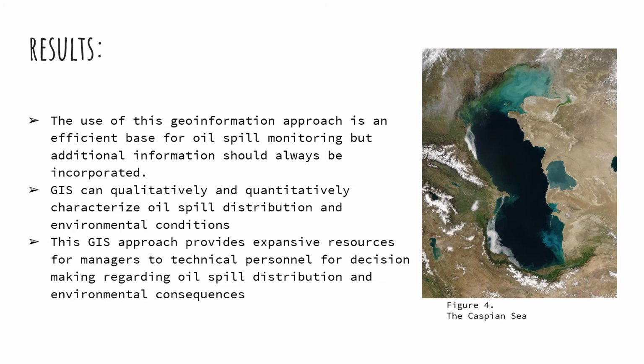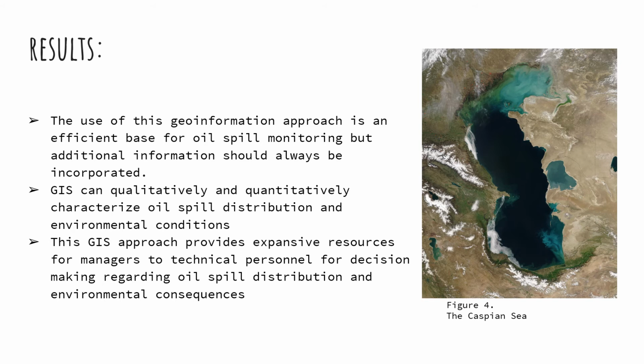Secondly, it was concluded that GIS can qualitatively and quantitatively characterize oil spill distribution and environmental conditions. So this is basically saying that GIS is efficient and incorporated multiple data features in the sea basins as a whole. And also different databases can be analyzed, such as seawater quality, nutrient and chemical compositions, and things like that. So this meaning that lots of other good information can be observed and incorporated into oil spill maps through things like GIS and SAR combined together.